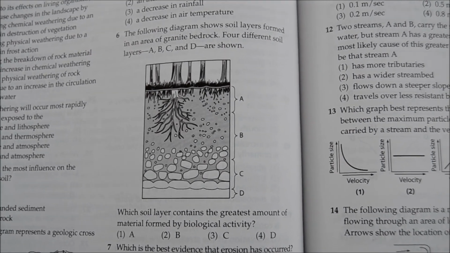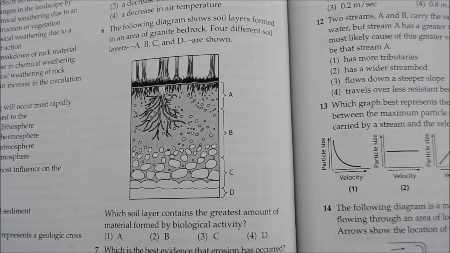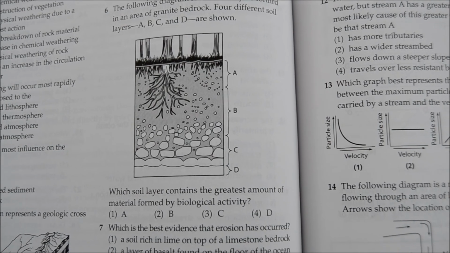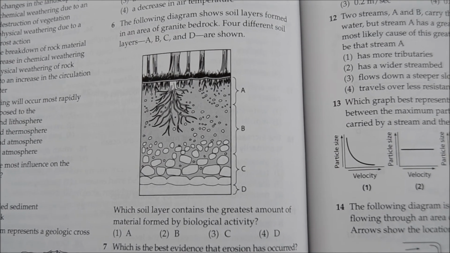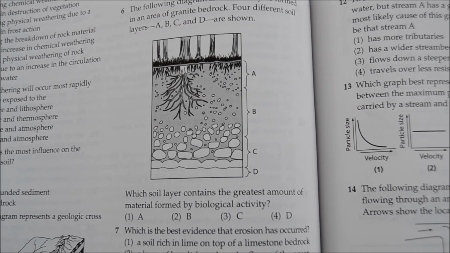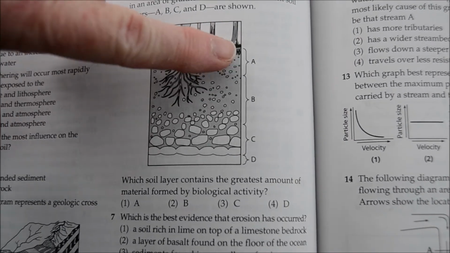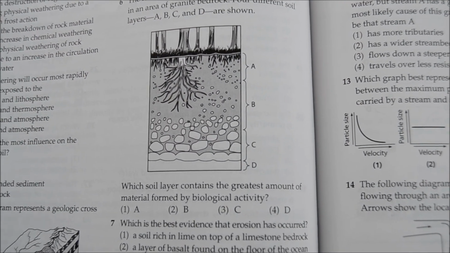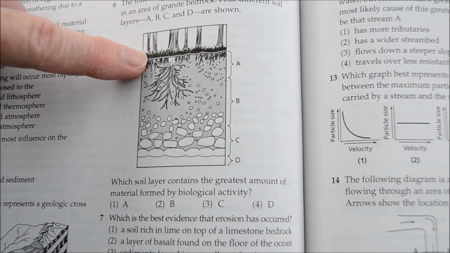So if I look at question number 6, the following diagram shows soil layers formed in an area of granite bedrock. Four different soil layers, A, B, C, and D, are shown. Which soil layer contains the greatest amount of materials formed by biological activity? Okay, if I remember, A is my topsoil, correct? It's rich in organic matter because when things are dying, they're dying on the top. And that area is going to be horizon A.